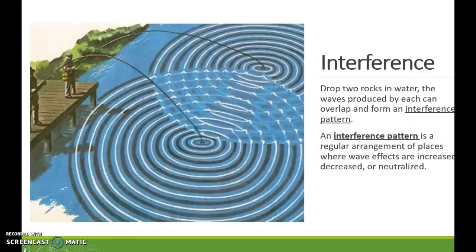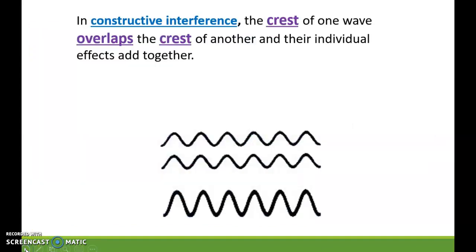Okay. Interference. This is an important term that we're going to be talking about this week. Drop two rocks in water. The waves produced by each overlap and can form an interference pattern. An interference pattern is a regular arrangement of places where wave effects are increased, decreased, or neutralized. So here, this section in the middle, that's where interference is taking place.